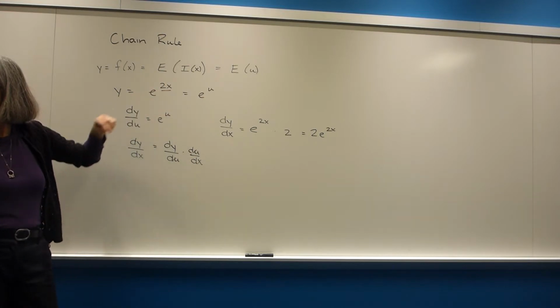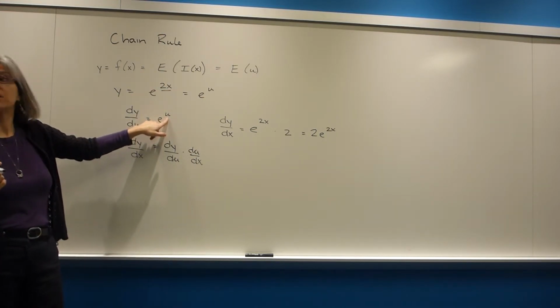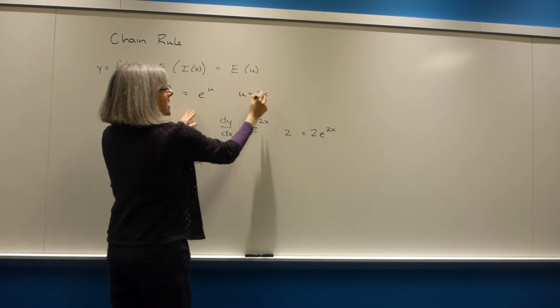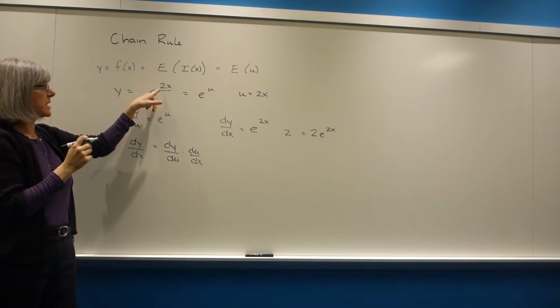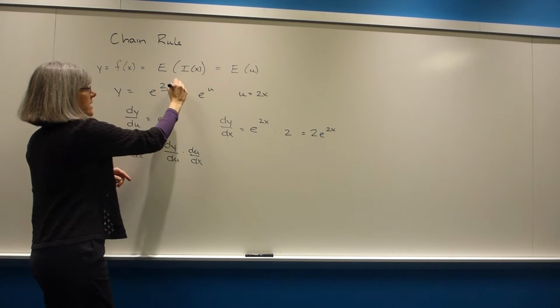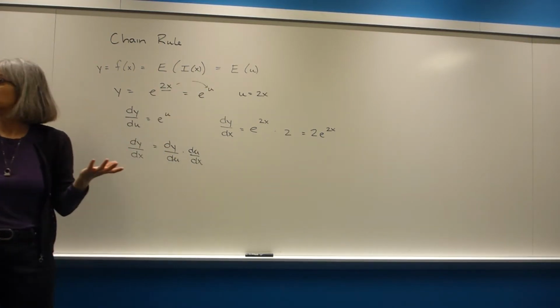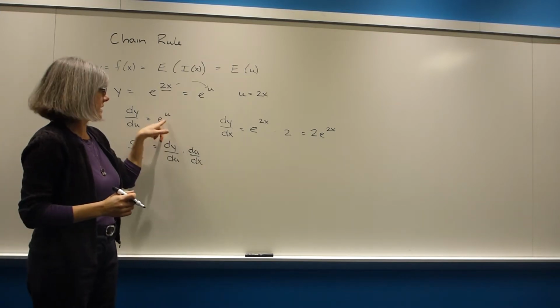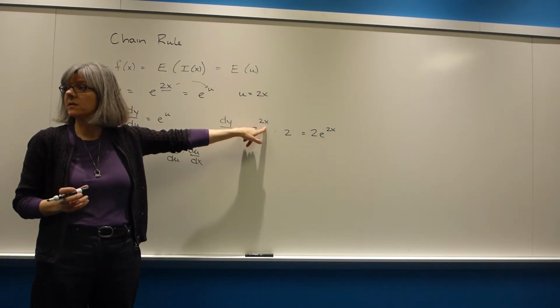Wouldn't it be e to the u times? But what is u? I thought e to the u was just e. Where did I get u from? That was a simple replacement I made. I said, let's just call 2x equal to u. Let's just call it that. So if I call it that, then this e to the u is really e to the 2x.